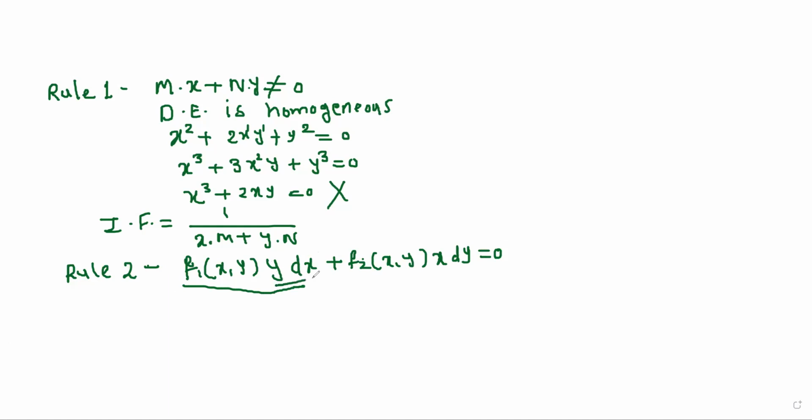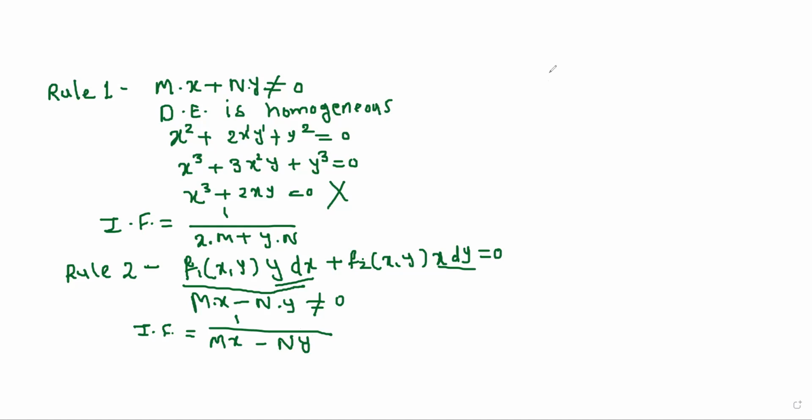If you're having this y dx and x dy form, and also this Mx minus Ny is not equal to 0, then the integrating factor for such a differential equation will be 1 upon Mx minus Ny. Now multiply by this integrating factor to the given differential equation and make it exact. Then find the solution using the general solution formula of an exact differential equation.